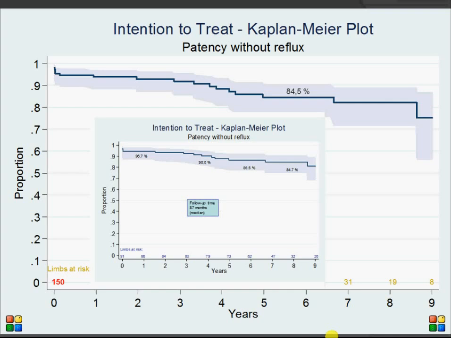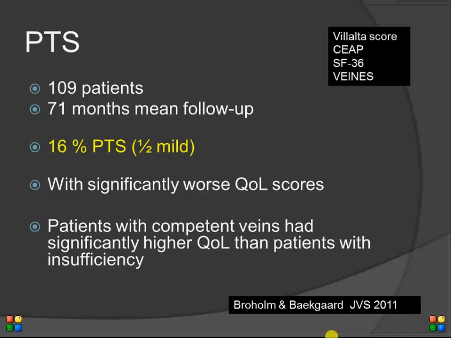So these results are very promising in my mind, and it corresponds very well to the occurrence of PTS, which is seen in 16% of the cases, and half of them are mild. And not surprisingly, patients with competent veins had significantly higher quality of life than patients with insufficiency. That's obvious, in my mind at least.